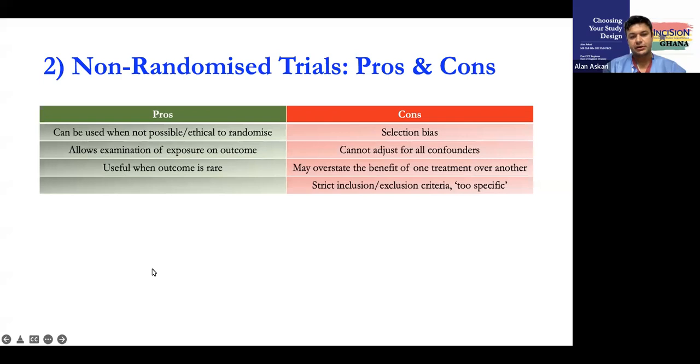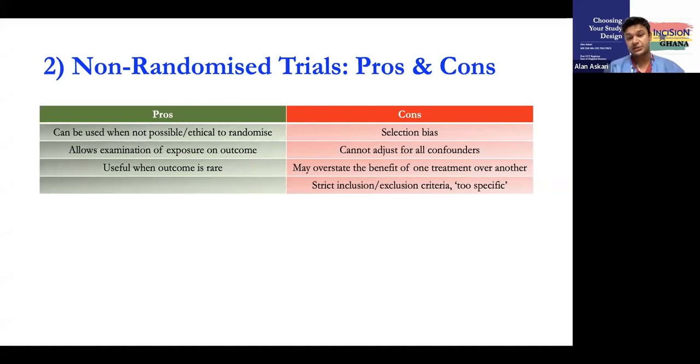The pros and cons of this are, as we just mentioned, they can be used when it's not really possible or ethical to randomize people. It does allow examination of exposure and the outcome, so it does have some validity in terms of cause and effect. And it's also quite useful when the outcome is rare. So if you wanted to study a very rare, unique group of patients or treatment arm, you can use this kind of study design.